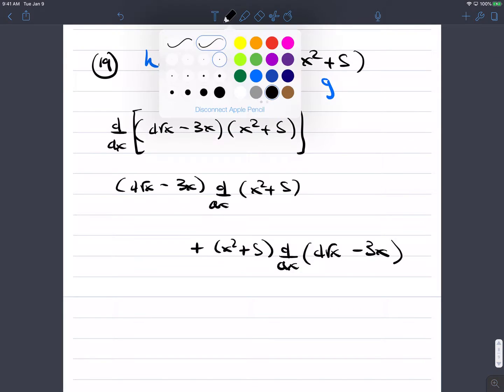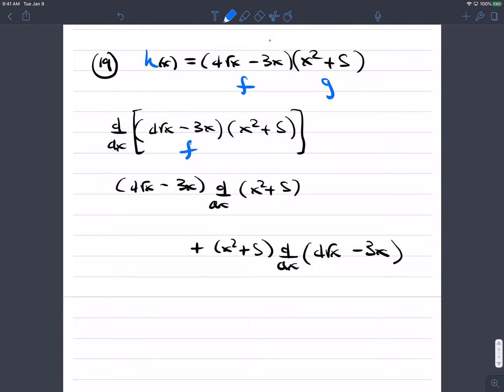We're going to now have to differentiate here. But before we do that, let's verify the product rule: f g prime, g f prime. And yes, there's the plus. Okay, let's go and now differentiate here. So the derivative of x squared plus 5, well, that's 2x.